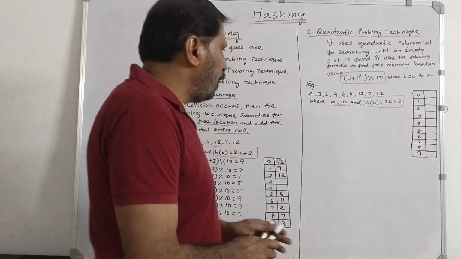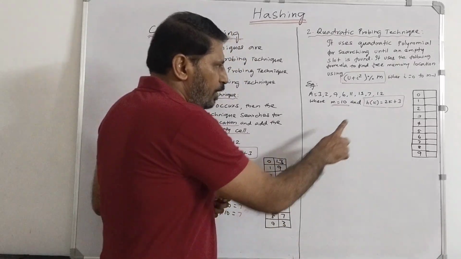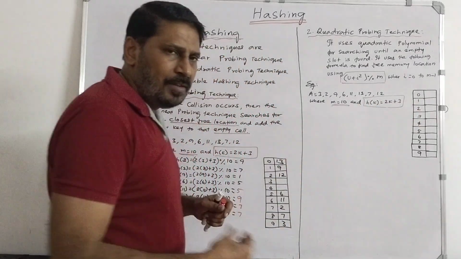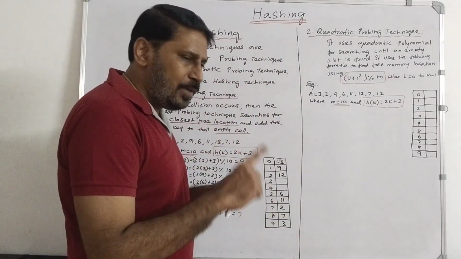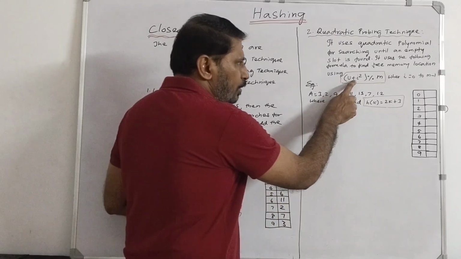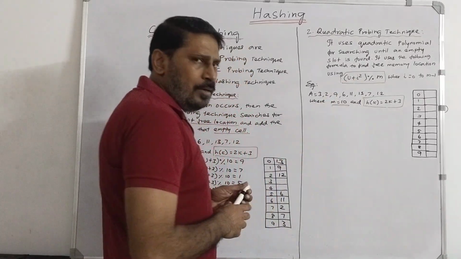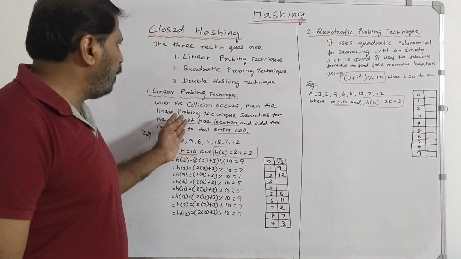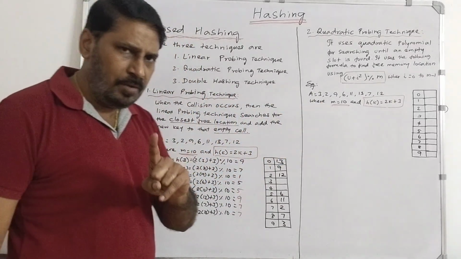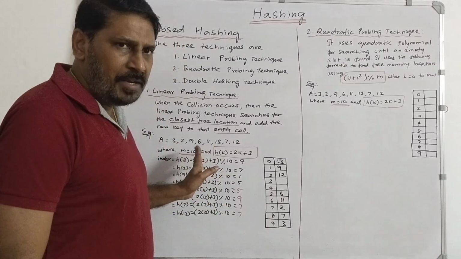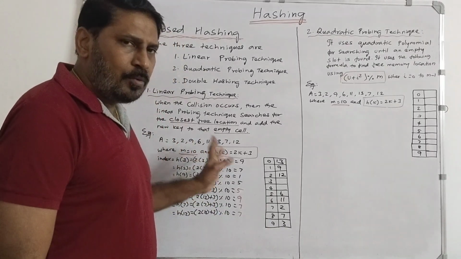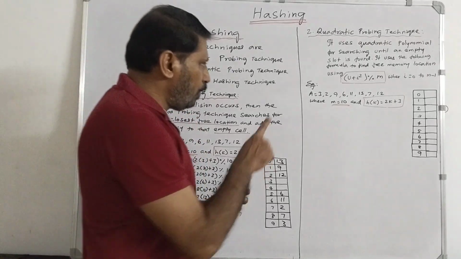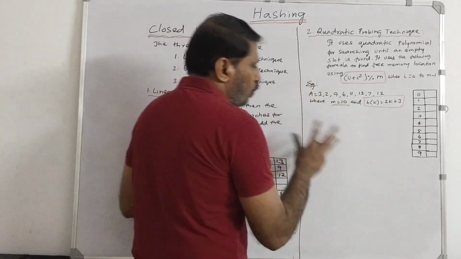So what is it? We are using two formulas here. One formula is h of k equal to 2k plus 3. This is one formula for finding the memory slot. Whenever a collision occurs, we use this formula, that is u plus i square modulo m. So there are two formulas here, whereas in the linear probing technique we use only one formula. If you have any idea about linear probing, better you refer to my previous video. Now we are going to see this particular quadratic probing.